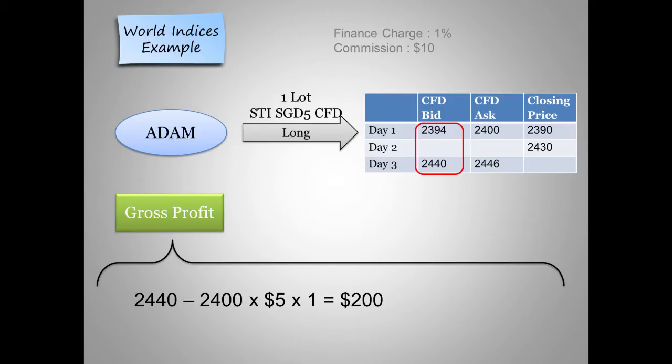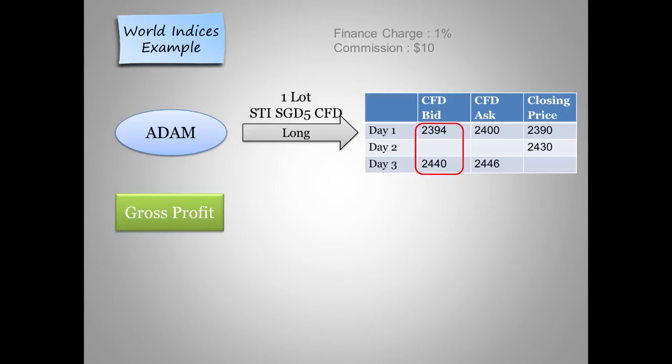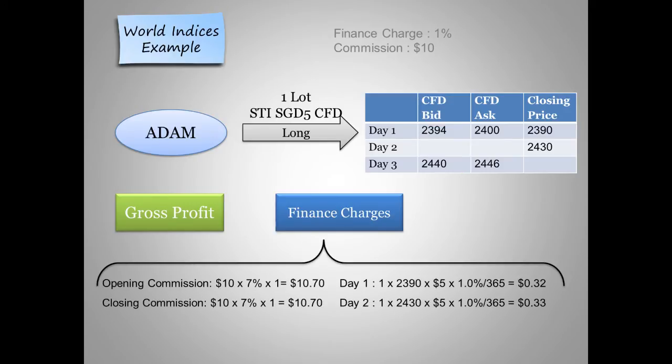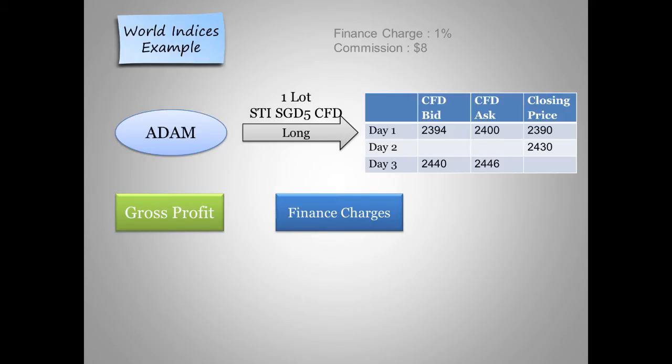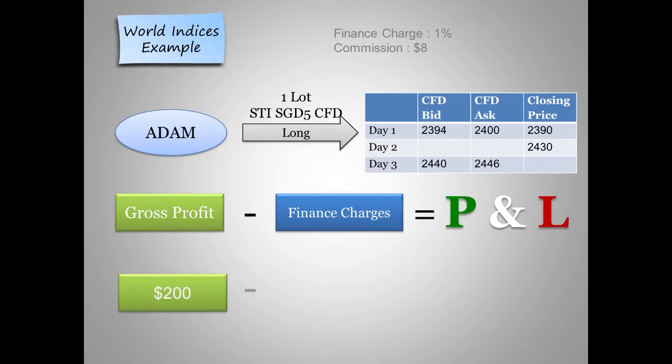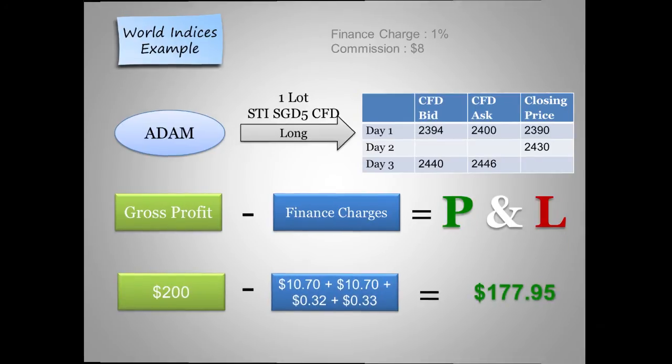Let us assume that the long finance charge is at 1% and the commission per quantity is $10. Opening commission would be $10.70. Closing commission would be $10.70. His finance charges for day 1 would be 32 cents. His finance charges for day 2 would be 33 cents. Net profit would be $177.95. We'll be going through further examples in this presentation, and now we'll move forward to the rollover process.